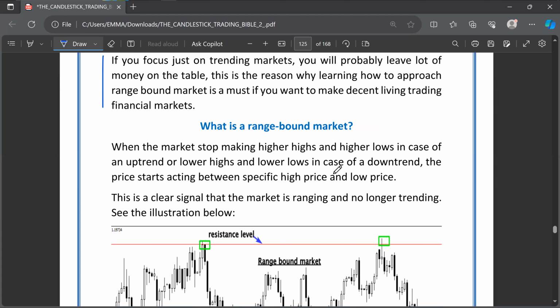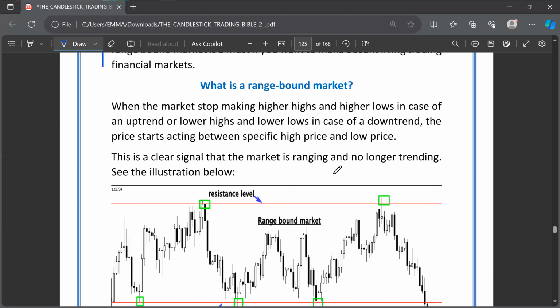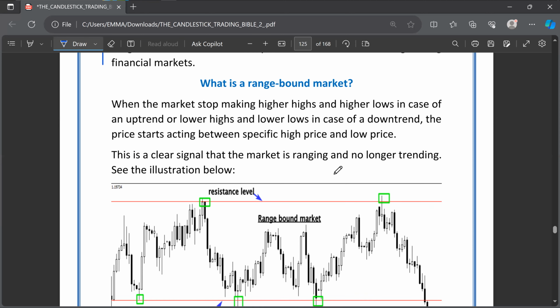Now, what is a range bound market? Okay, we are going to look at that. When the market stops making higher highs and higher lows in case of an uptrend, or lower highs and lower lows in case of a downtrend, the price starts acting between a specific high price and low price, right? That's the channel that we are talking about. It's a clear signal that the market is ranging and no longer trending.